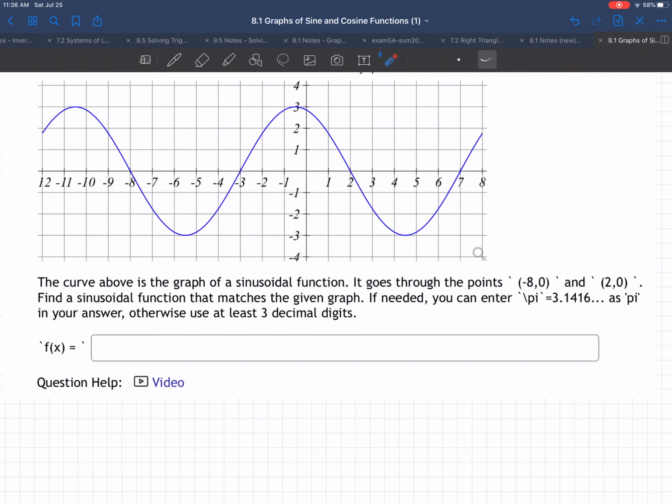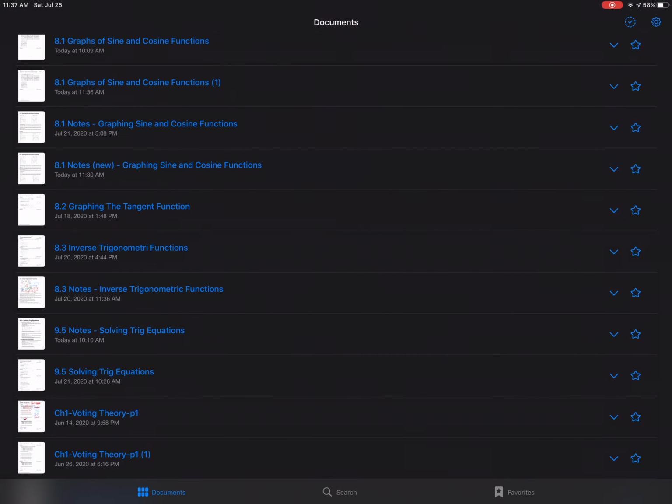Here we have an example in which they give us a sinusoidal graph and they want us to come up with the formula for it. Okay, so how do we do this? Well, let's go back to the notes and see an example of doing one like this. So, back to the notes.